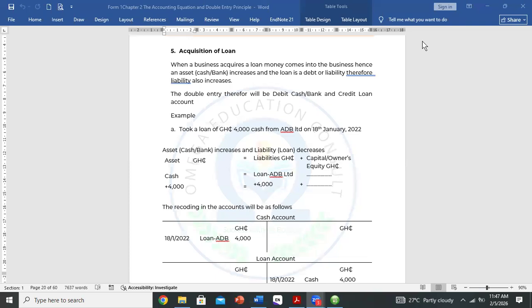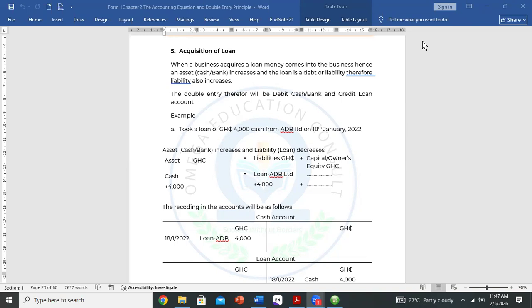We are continuing with our double entry for the 10 transactions. Fortunately for us, we have done 4 so far. We are continuing today. It is my prayer that we can finish all 10 today, and we begin to solve illustrations where we'll be debiting and crediting accounts.